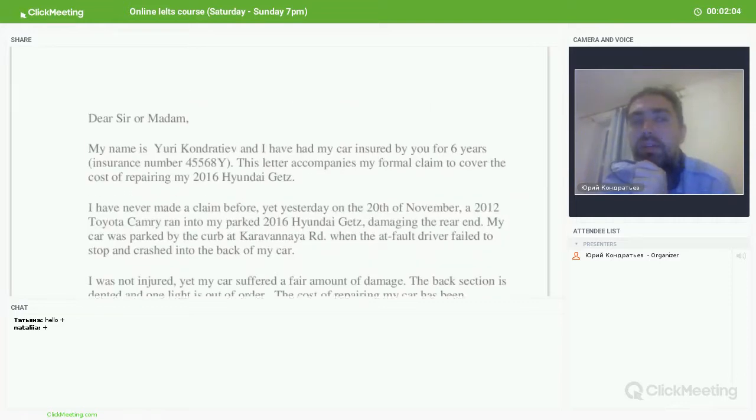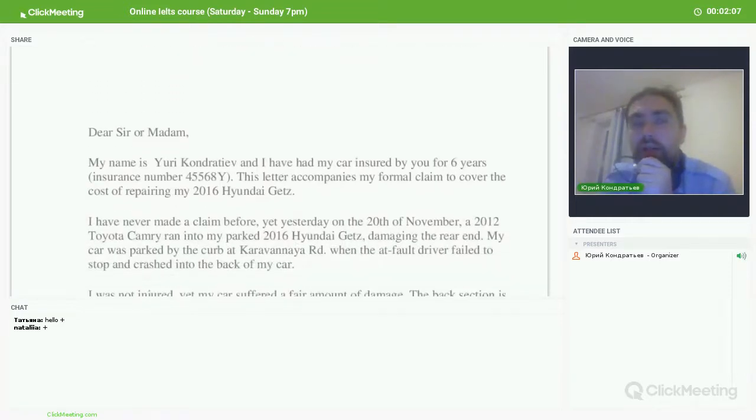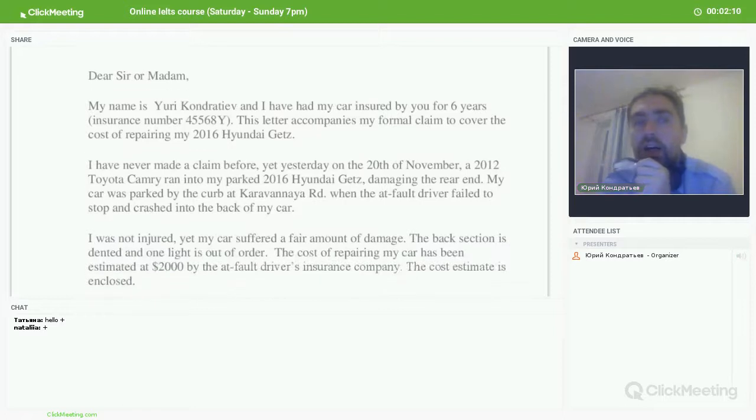So, and here is an example. Dear Sir or Madam, my name is Yuri Kondratiev and I have had my car insured for you for 6 years. Insurance number blah blah blah. This letter accompanies my formal claim to cover the cost of repairing my 2016 Hyundai Getz. I have never made a claim before, yet yesterday, on the 20th of November, a 2012 Toyota Camry ran into my parked 2016 Hyundai Getz, damaging the rear end.